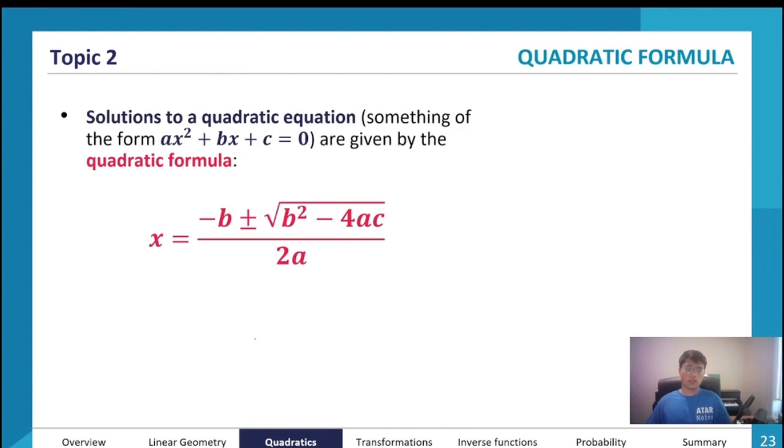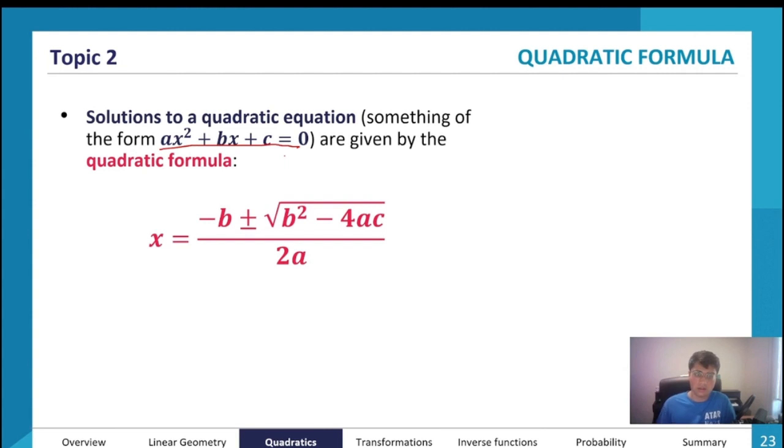The last thing we can do, so we've already looked at factorizing a quadratic equation in expanded form to get it into factorized form. We've also looked at converting it to stationary point form by completing the square. The last thing we can do is use the quadratic formula. So this will directly give us the solutions for x.